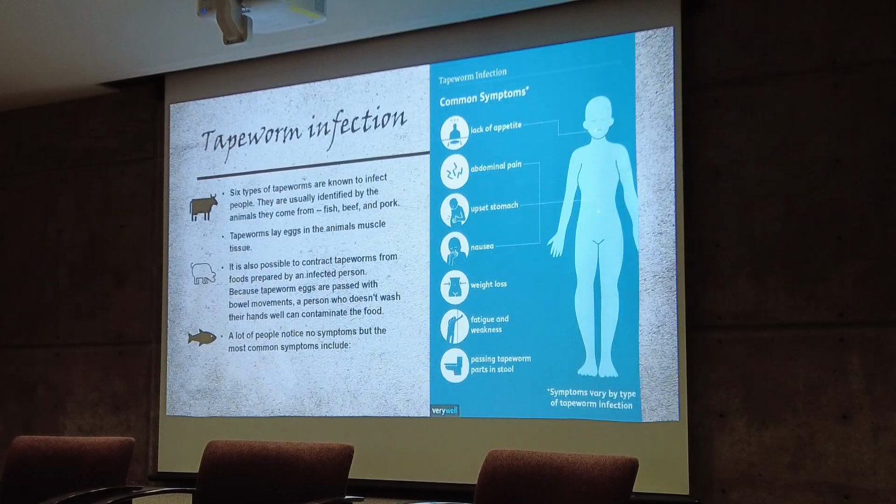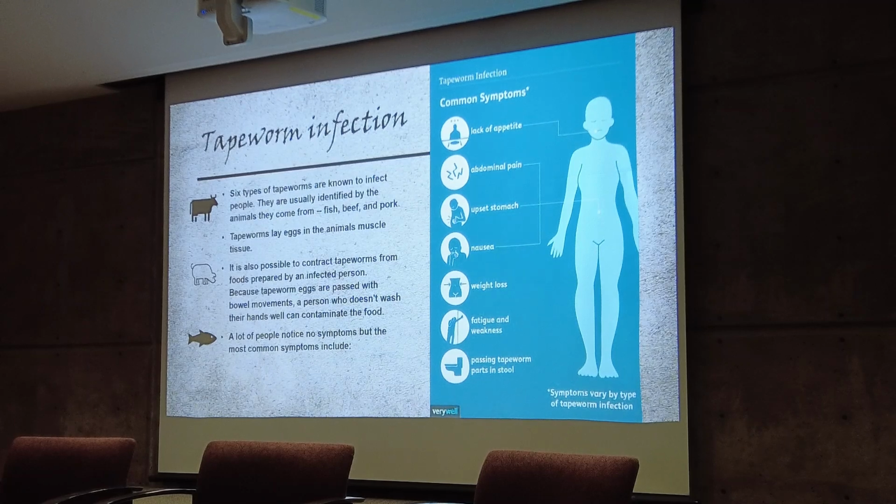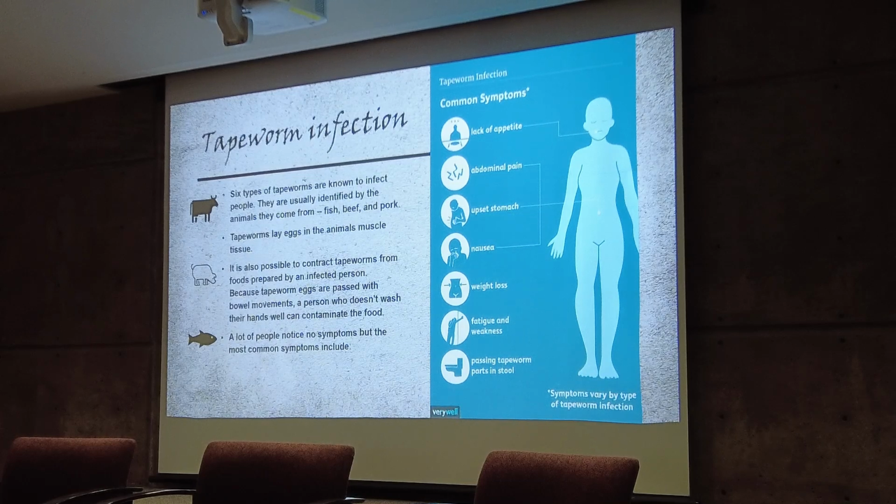This discusses tapeworm infection. Six types of tapeworms are known to infect people, and they're usually identified by the animals that they come from: fish, beef, and pork. Tapeworms lay eggs in the animal's muscle tissue. It's also possible to contract tapeworms from foods prepared by an infected person, because tapeworm eggs are passed with bowel movements. A person who doesn't wash their hands well can contaminate the food. That's why we have the signs in the restrooms at the restaurants. A lot of people notice no symptoms, but the most common symptoms include lack of appetite, abdominal pain, upset stomach, nausea, weight loss, fatigue and weakness, and passing tapeworm parts in the stool.